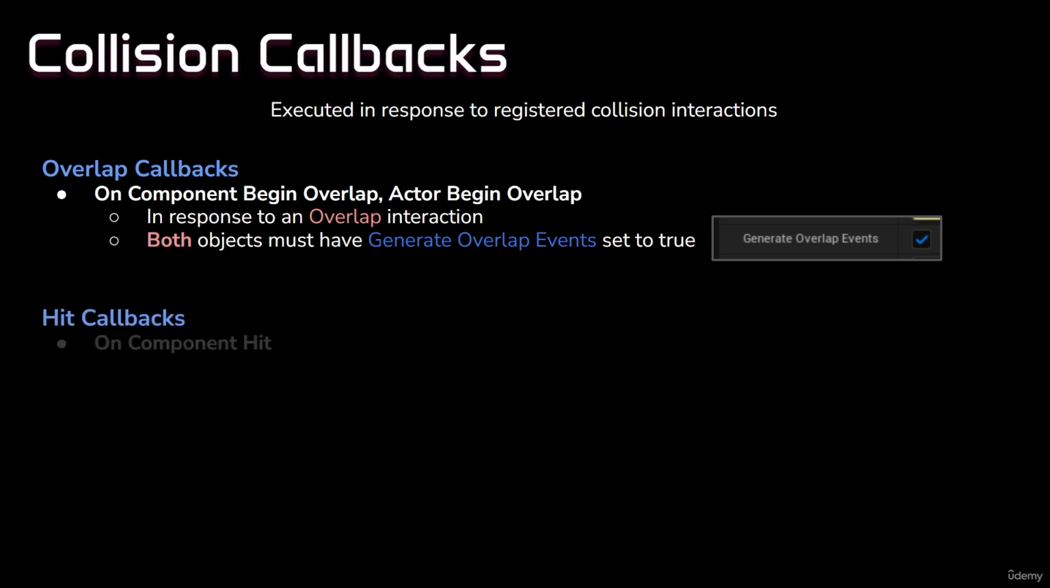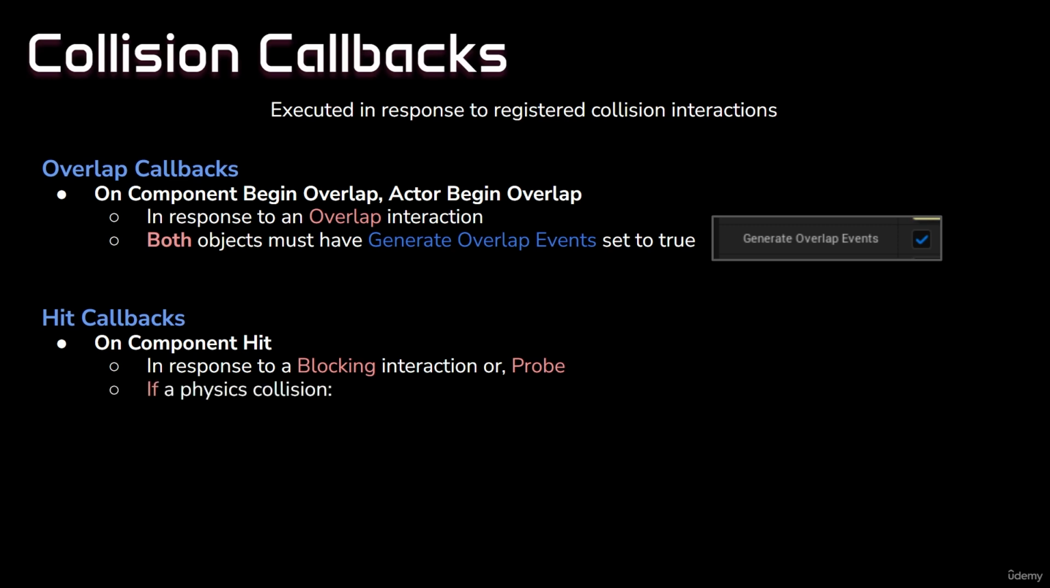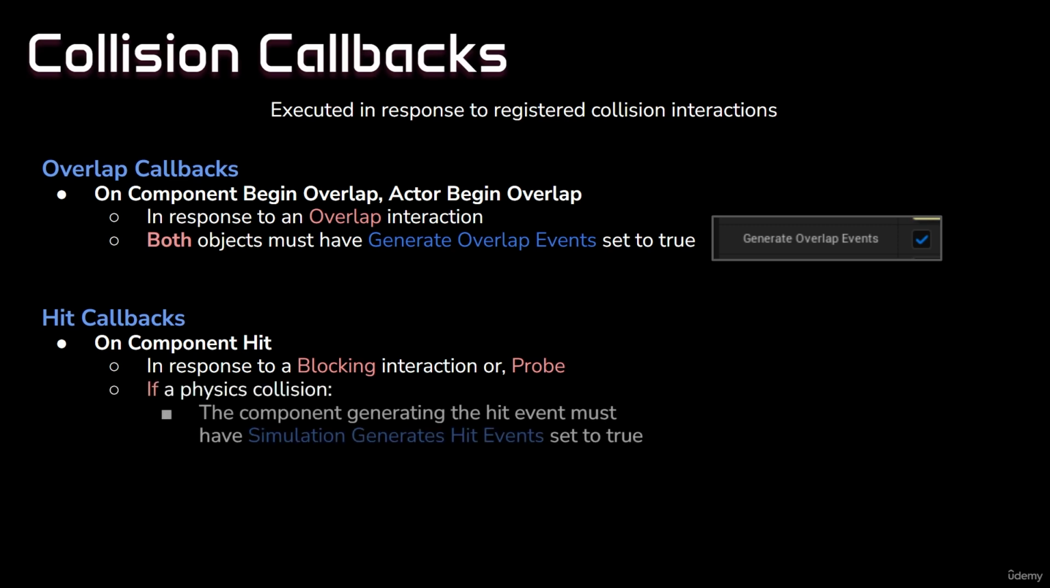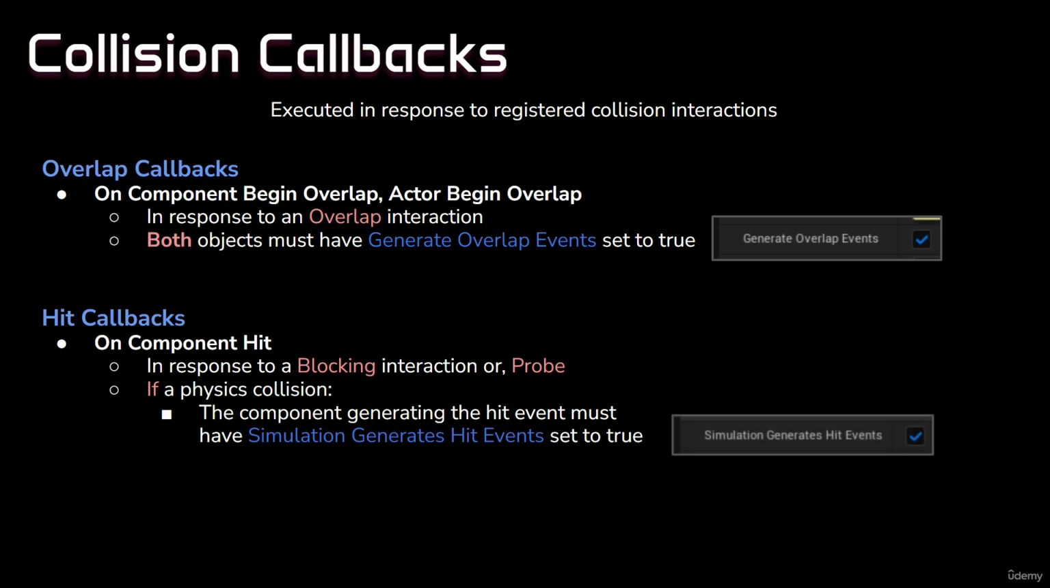We also have hit callbacks, such as onComponentHit, and these are executed in response to a blocking interaction or a probe. Now, if this is a physics collision, then hit callbacks will only be executed if the component generating the hit event has its simulation generates hit events set to true. However, if it's a non-physics collision, then this collision must be the result of sweeping movement. And we'll learn about what sweeping movement is, but if an object is not moved with sweeping, it will not have a hit callback executed, as there will not be a blocking interaction.